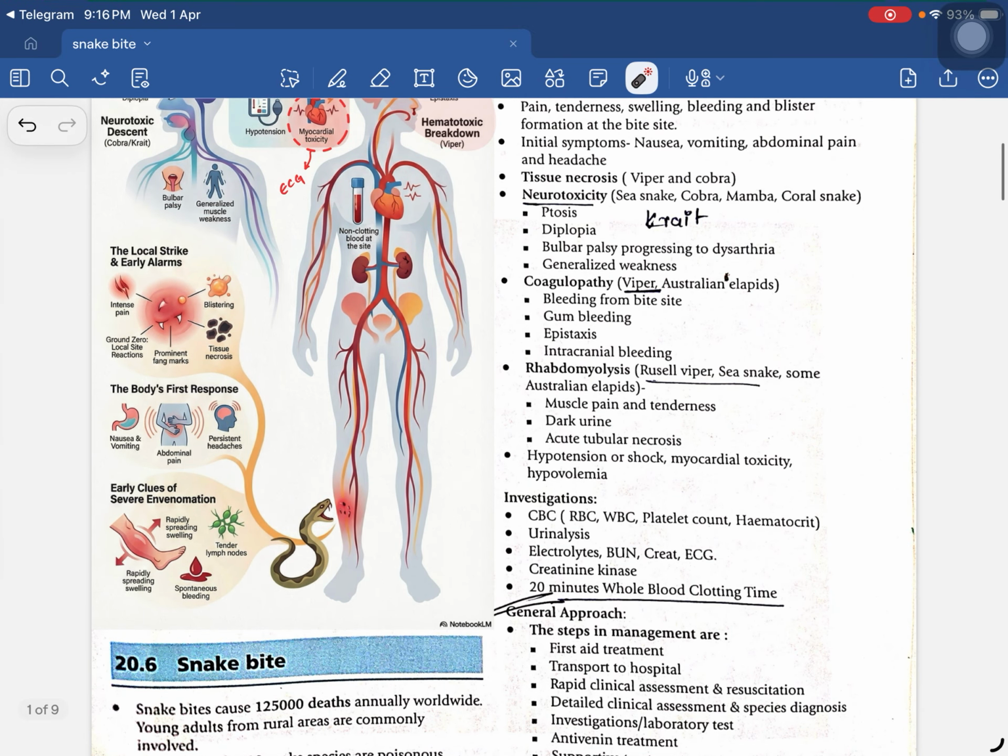If the snake bites, then the body's first response can be nausea, vomiting, abdominal pain, persistent headaches. Early clues are rapidly spreading swelling, spontaneous bleeding, tender lymph nodes, and dangerously identified snake. The local alarms are intense pain, blistering, tissue necrosis, prominent fang marks, and local site reaction. So these are the clinical features.